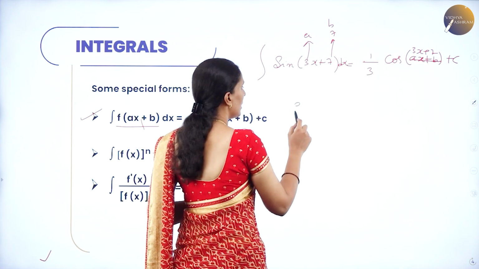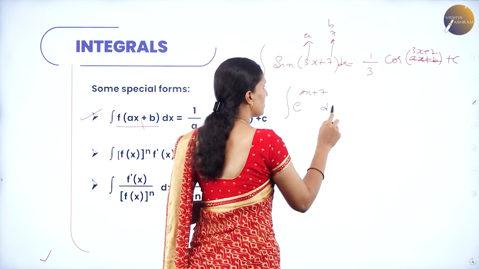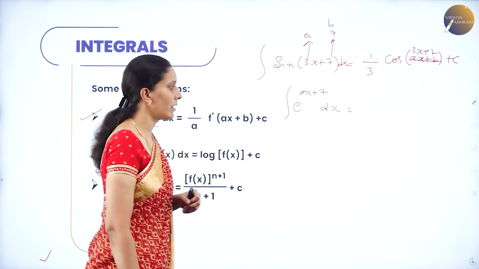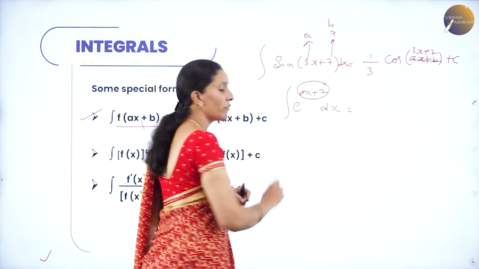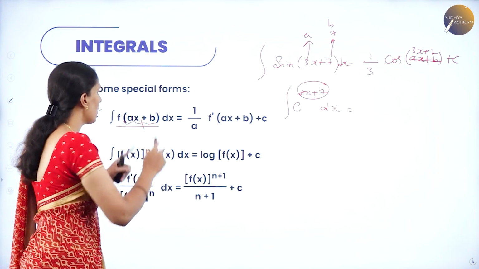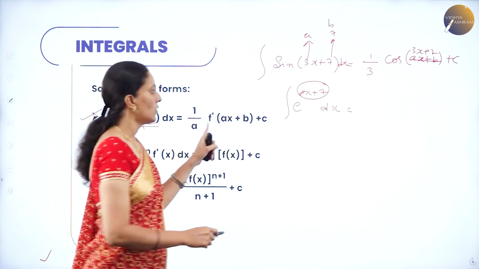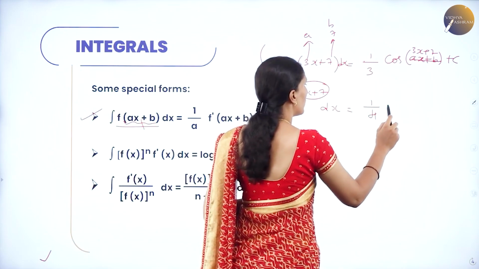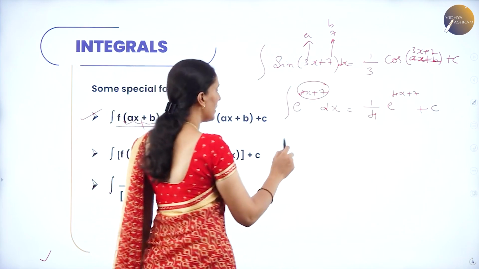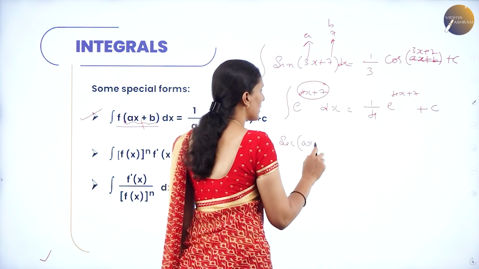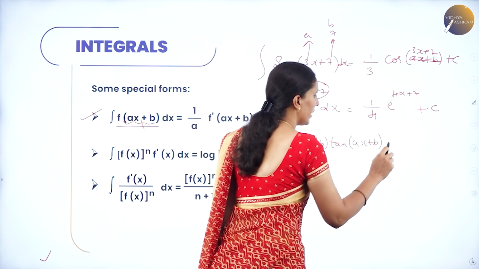Suppose you have e power 4x plus 7, when you are integrating with respect to dx. So what is integral of e power x? It is e power x only. But this is in the form of ax plus b. Whenever any function is in the form of ax plus b, it is 1 by a times the integral value. So therefore here it becomes 1 by 4 times e power 4x plus 7 plus c. Similarly, if you have any secant ax plus b tan ax plus b into dx.